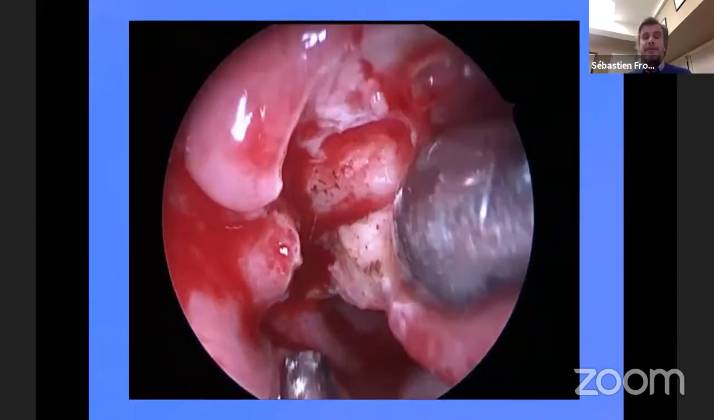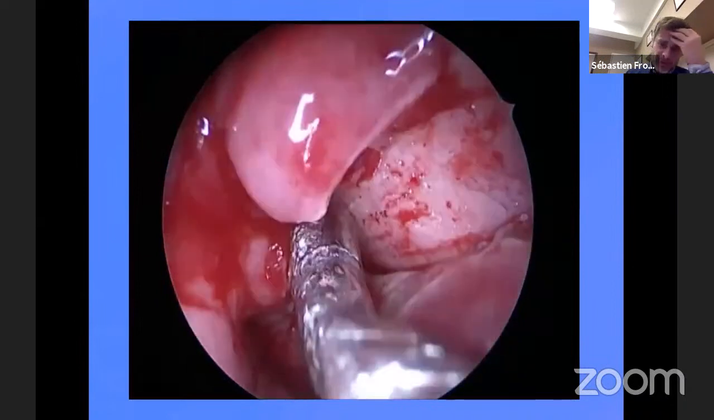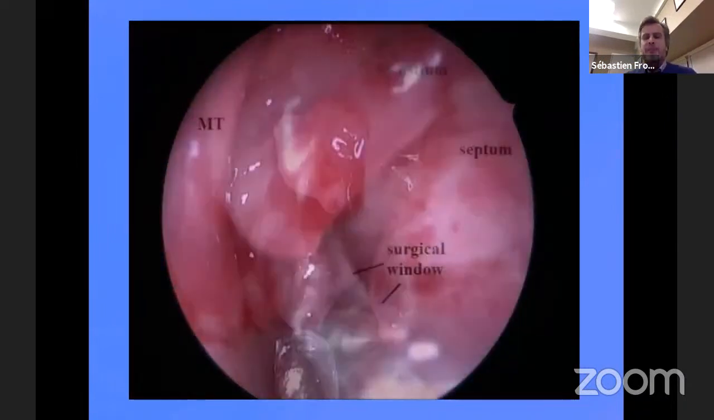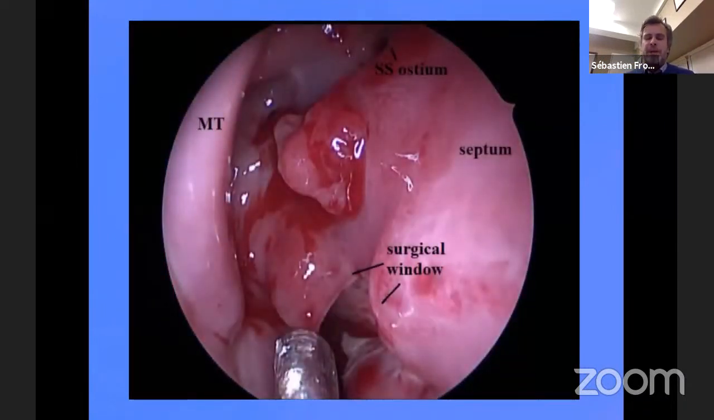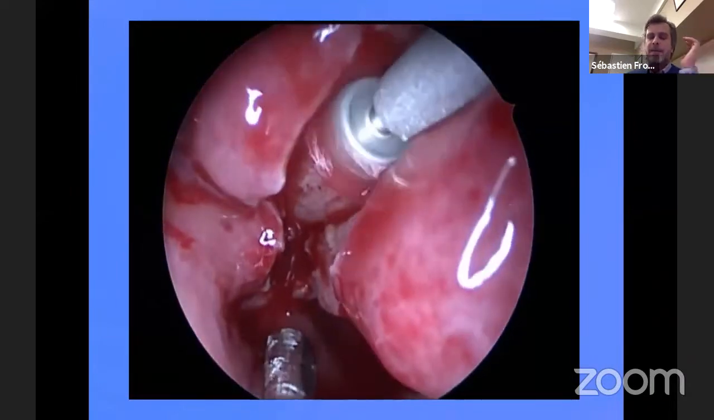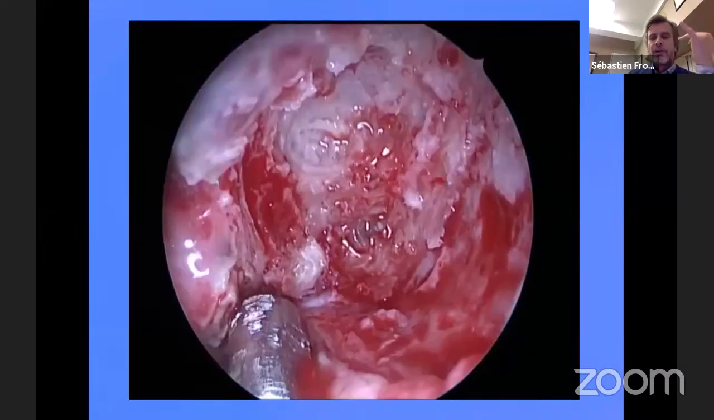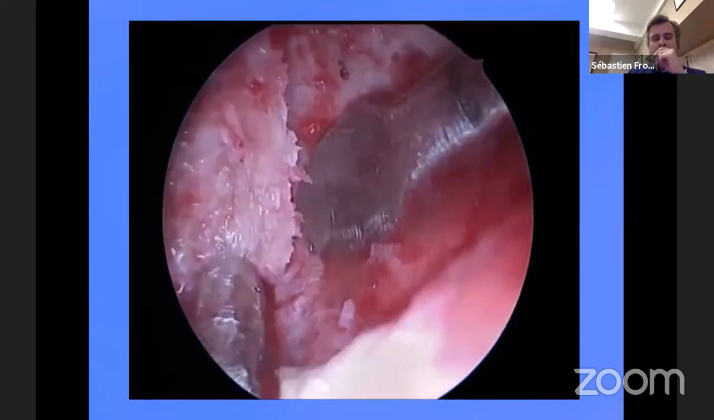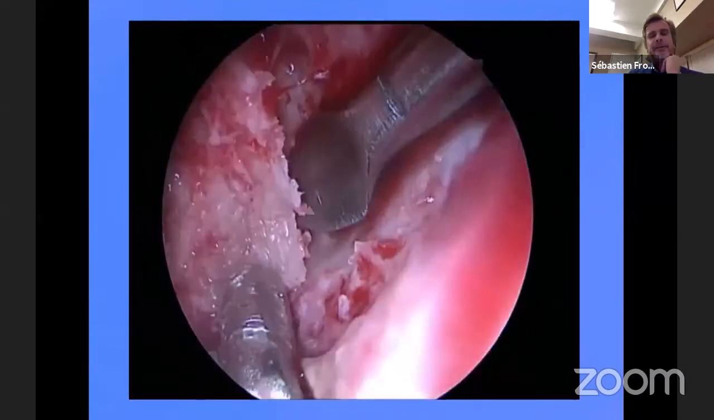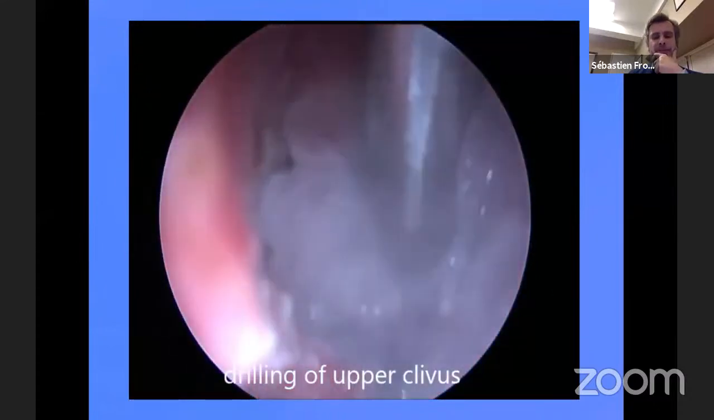I peel here the mucosa from the rostrum. It's a one nostril approach. I didn't take the middle turbinate away. I just push it on the side. Again, it's a chopsticks technique. I am holding the suction with my endoscope. I am peeling here again the mucosa from the rostrum.